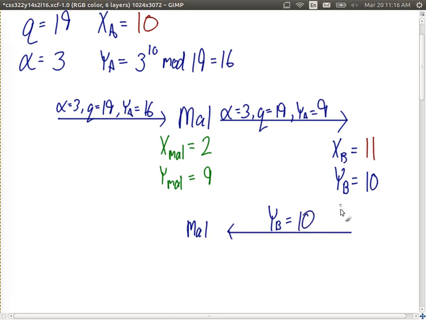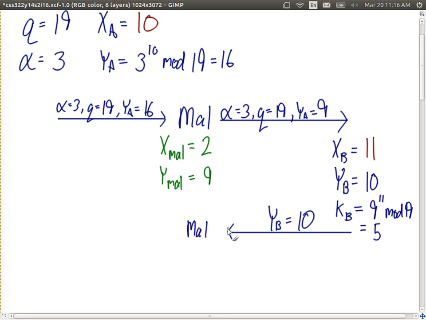And we should also calculate KB. How do we calculate KB? YA to the power of XB mod Q, that's 19, gives us what? 5? Okay, so that's the K from B's perspective.